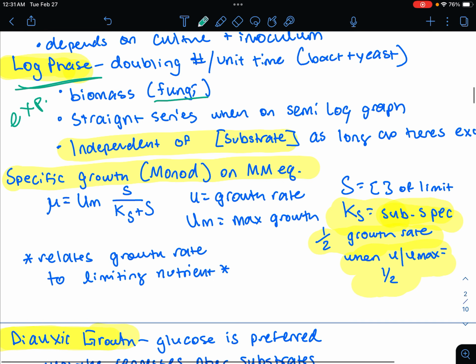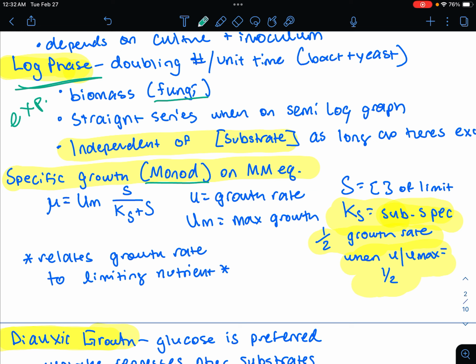In the exponential phase, we could use the Monod equation. It's based off the MM, or Michaelis-Menten equation. So we have this μ equals μmax multiplied by S divided by, in parentheses, Ks plus S.